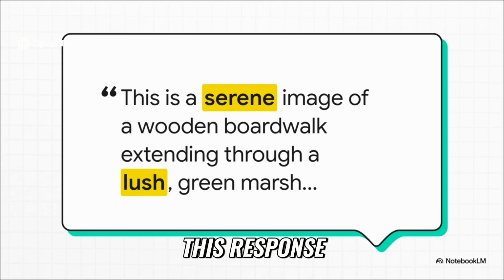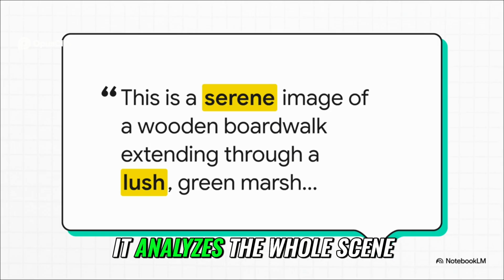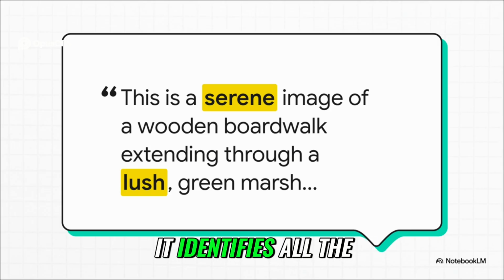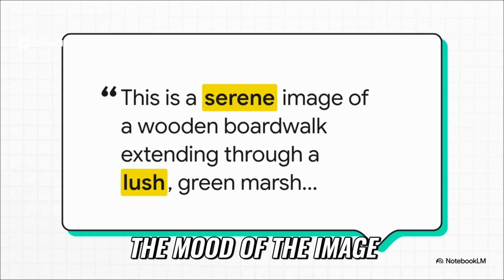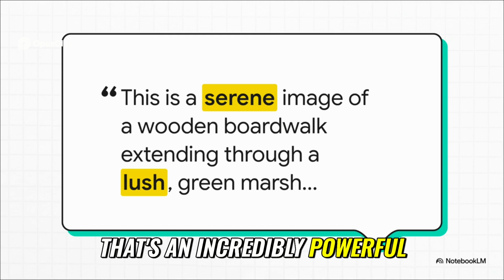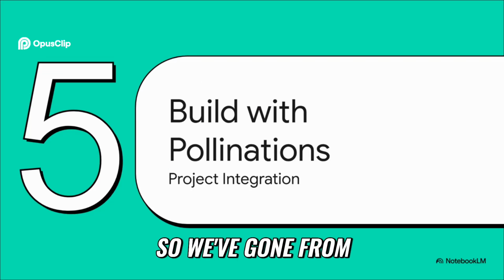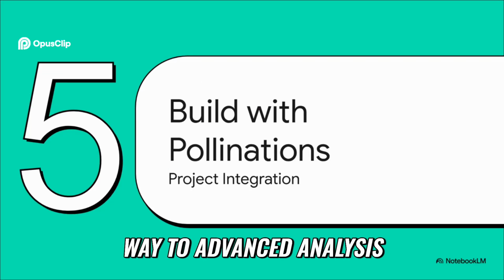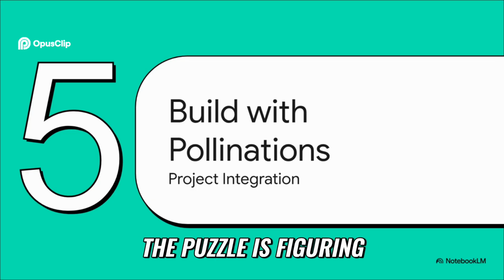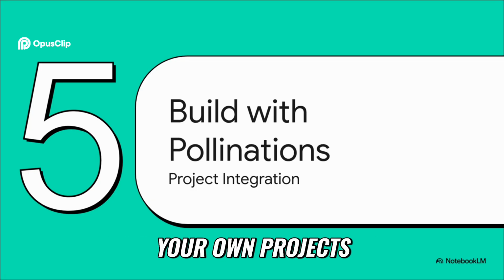And just look at this response. The AI doesn't just say it's a boardwalk. No, it analyzes the whole scene. It identifies all the key elements, and it even captures the mood of the image, describing it as serene. That's an incredibly powerful tool for understanding visual data. Okay, so we've gone from simple URLs all the way to advanced analysis. The final piece of the puzzle is figuring out how you can take these tools and actually integrate them into your own projects.